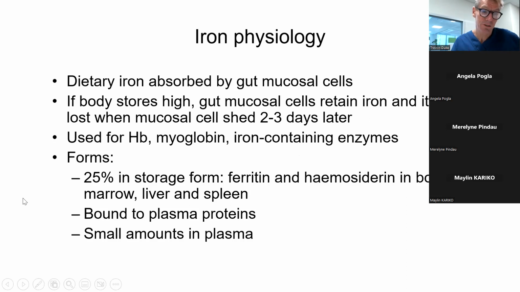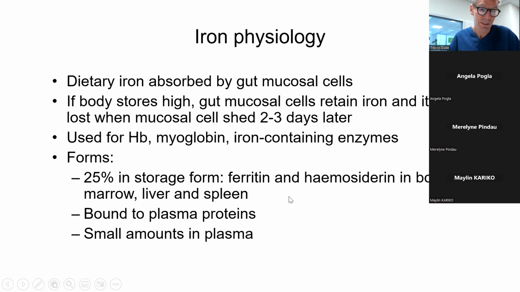Most of iron is in storage form. So what we measure in the bloodstream is actually a very small amount, whereas most of the iron's either stored as ferritin, which we can also measure in the blood, or hemosiderin, which is in the bone marrow, in the liver and in the spleen, or it's bound to plasma proteins. So when we measure the serum iron, we're measuring quite a small amount of the iron in the plasma. And so the iron itself is not always reflective of whether the child's iron deficient. And that's why we usually need to measure the ferritin as well.